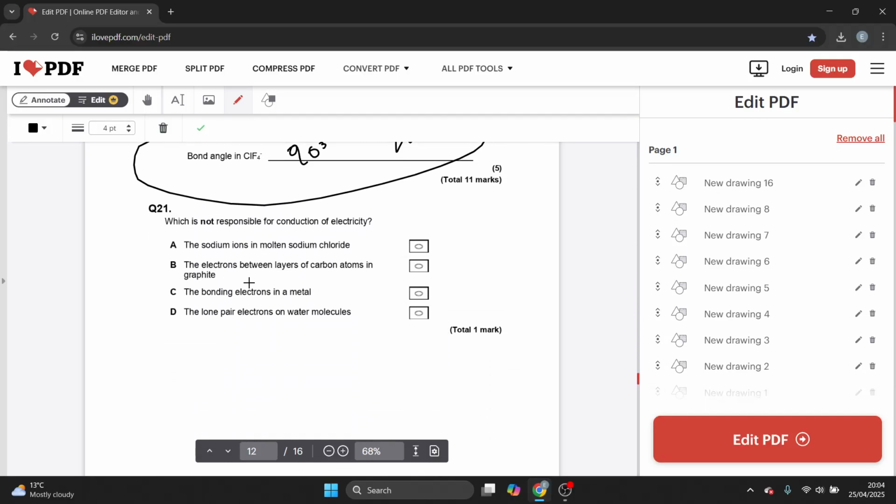Which is not responsible for the conduction of electricity? That one, the lone pair of electrons in water molecules.